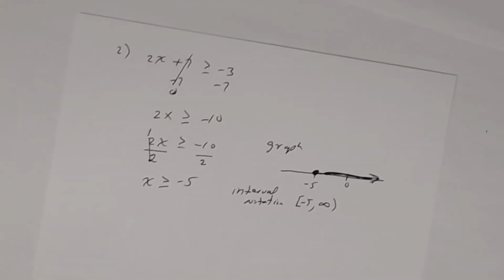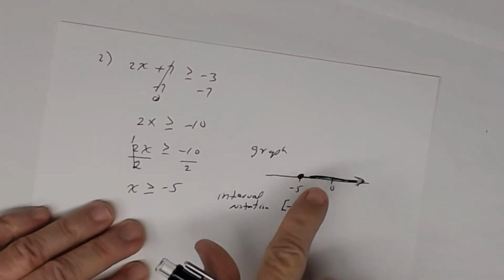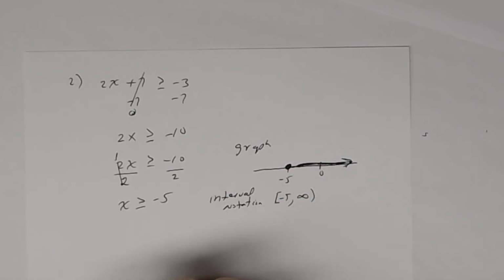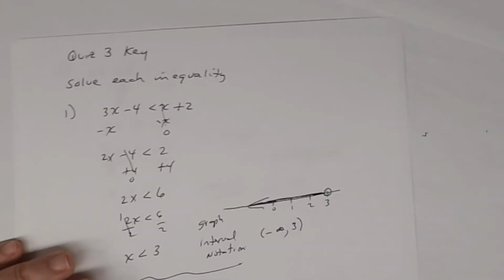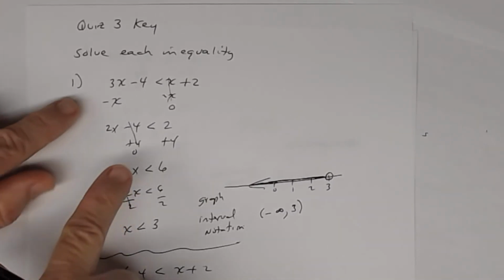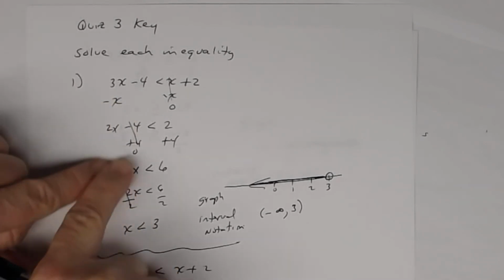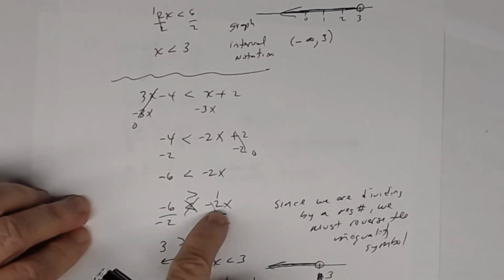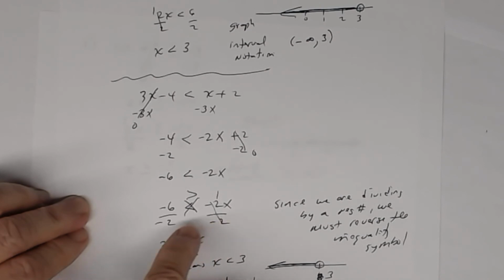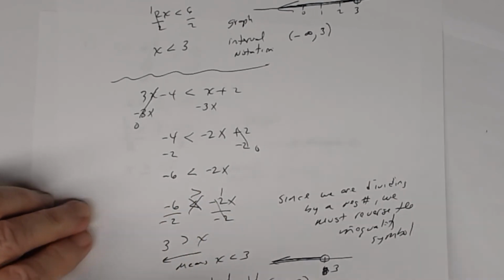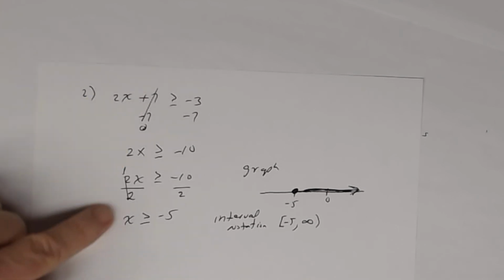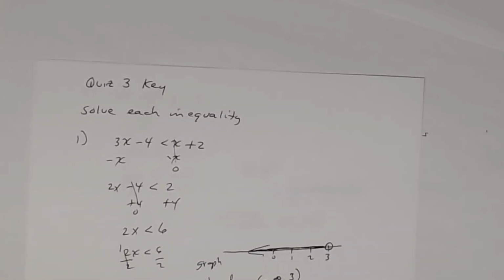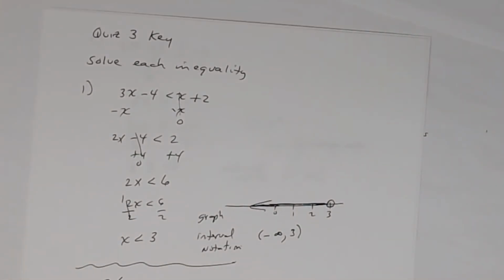That's just a reminder of what it means if it's shaded or not shaded. All right, so that's the key to that first quiz. In that first quiz, most of you did it this way, where you brought the variables to the left. Just remember, if you ever divide both sides of an inequality by a negative number, you have to reverse the inequality symbol. And on number 2, most of you did it this way, if not all of you. Okay, so that's the key to quiz number 3.